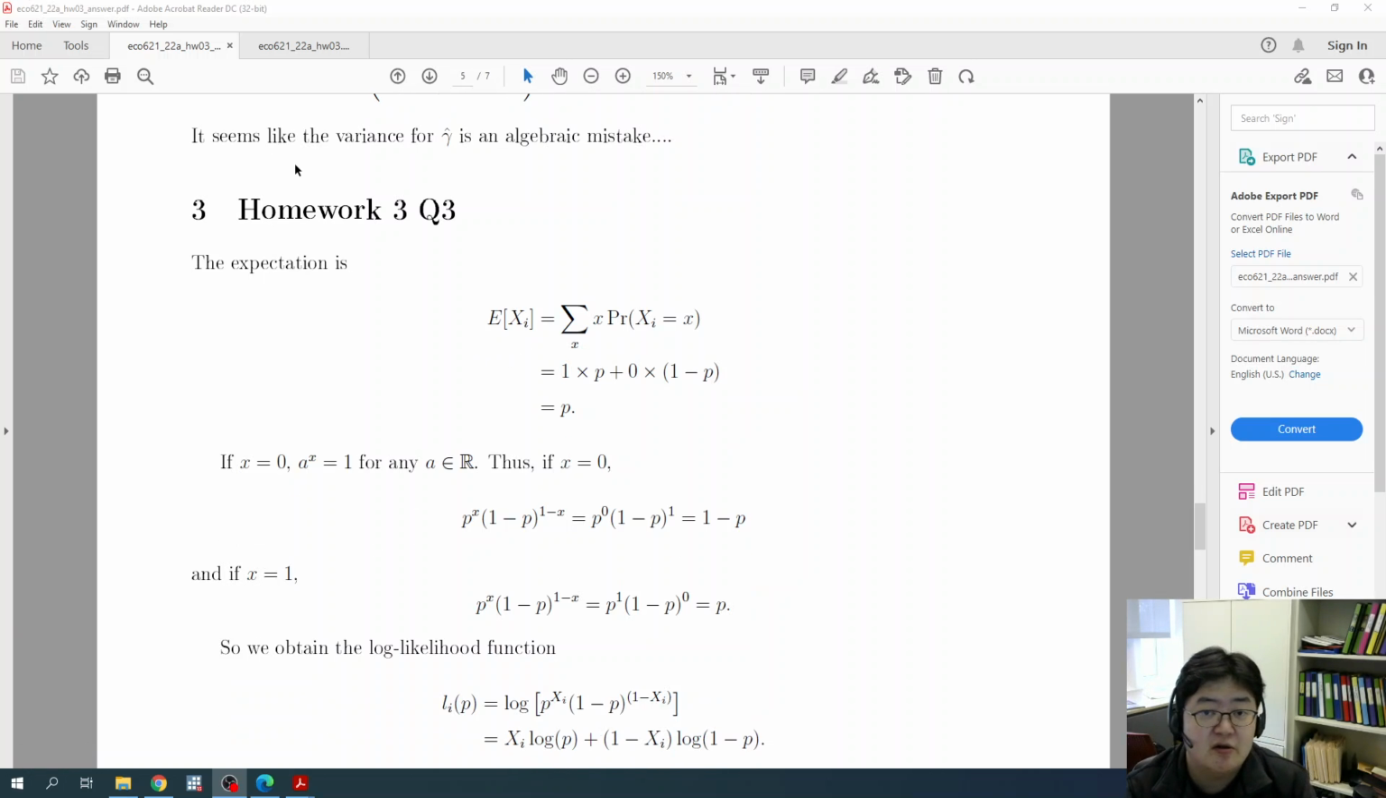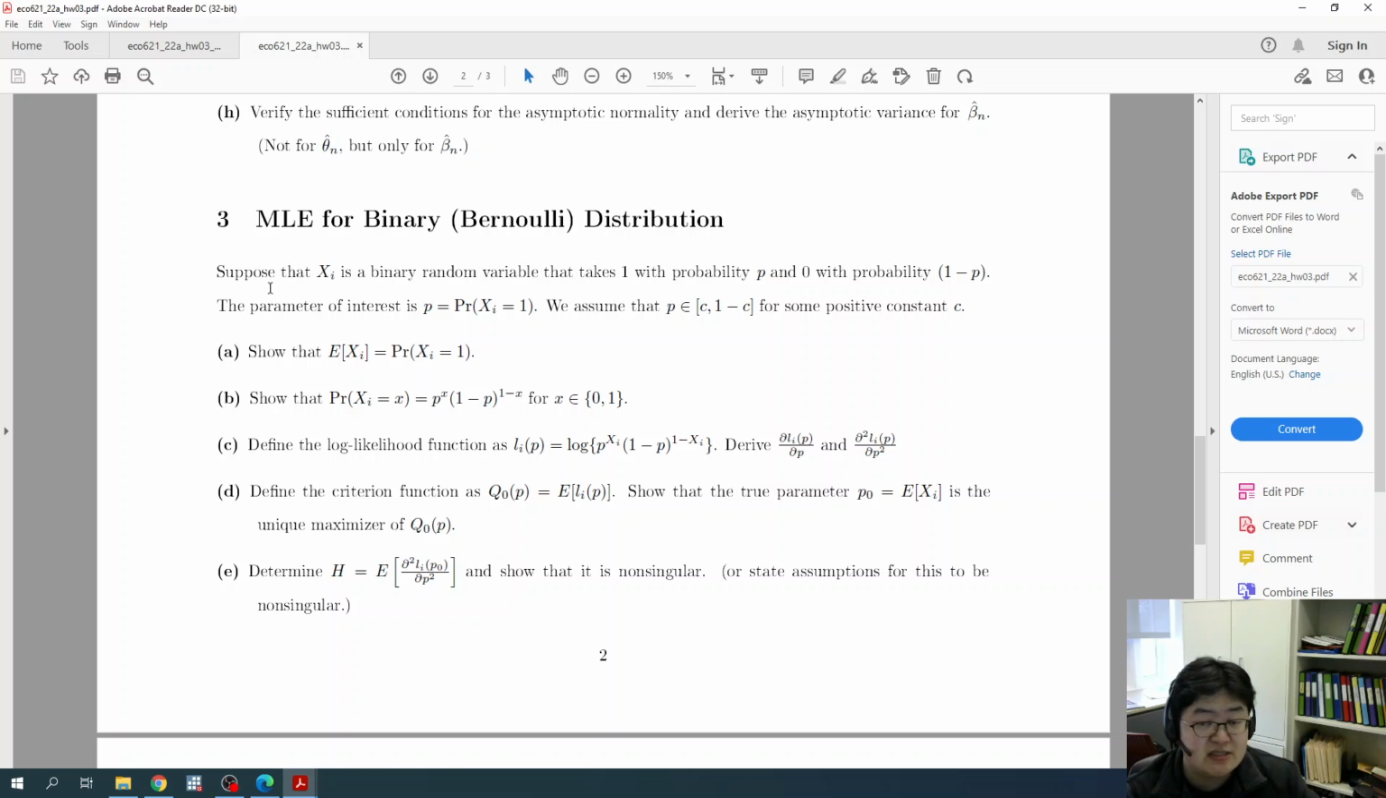So third question. Third question is similar to the second question. It is maximum likelihood estimator for binary distribution or Bernoulli distribution. It's simple because in this example, x is a binary distribution, so it's 0 or 1, and probability of 1 is p, probability of 0 is 1 minus p. So simplest possible distribution in the world, right? Except for constants, this is the simplest possible example.